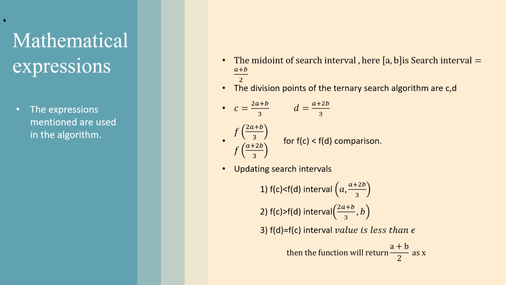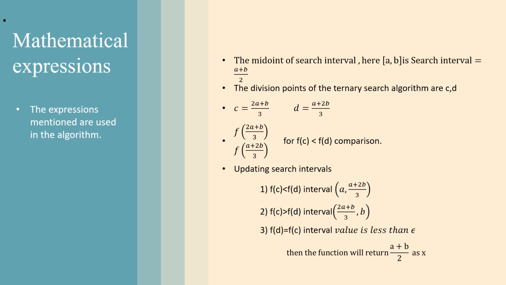Before diving into the simulation of the algorithm, let's have a glance at the mathematical expressions that are in the mentioned ternary search optimization algorithm. So here a is the left boundary and b is the right boundary of the search interval. (a plus b) by 2 returns the value at which the function will be minimum or maximum. In this case, since we are applying the algorithm to a minimization type, it returns the value at which the function will be minimum. Here c and d are the two points at which the search interval is divided into three parts. So let's see a diagram which will explain more about the division of the interval.